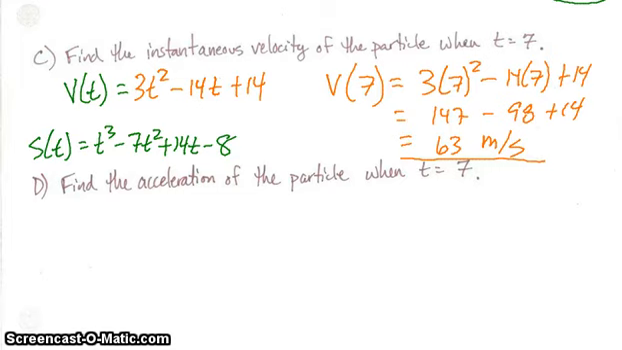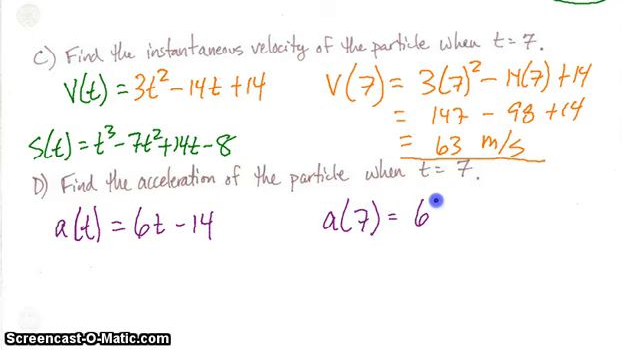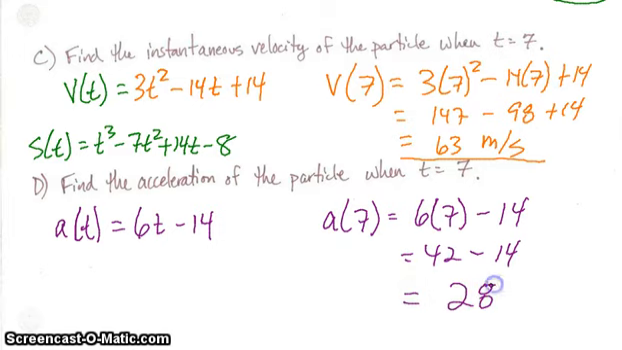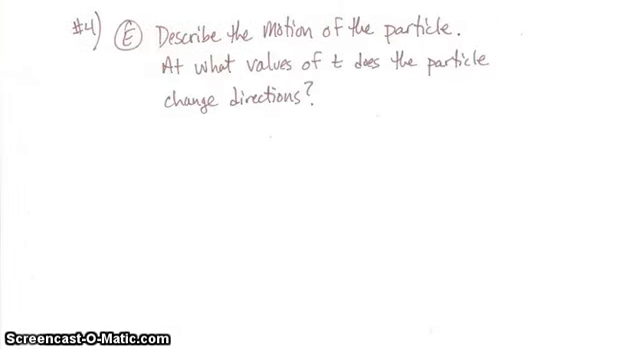All right. Our next part, find the acceleration. So again, we're going to find another derivative. We're going to find the derivative of velocity this time, and we're going to say that this is 6t minus 14. And we want to know what's the acceleration when it's 7. So then I say 6 times 7 minus 14. It's 42 minus 14. And I get 28. And don't forget, since we're talking about acceleration, that is meters per second squared.